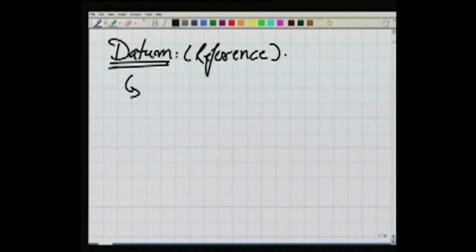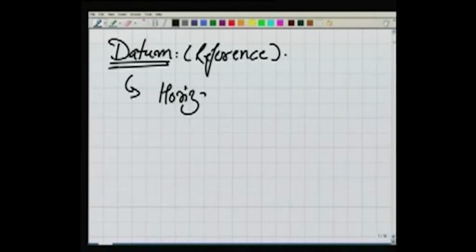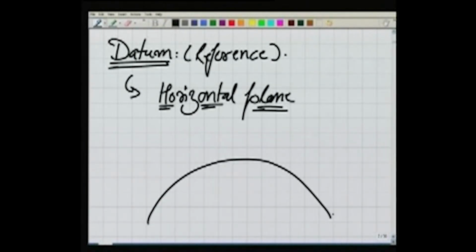Well, the question is, can it be a horizontal plane? Now, what is a horizontal plane? Well, this is my earth, we know the shape of the earth, and if I draw a tangent to it somewhere, this is my horizontal plane. Can we use this horizontal plane as a reference plane for determining the RLs? Well, let us see it now.